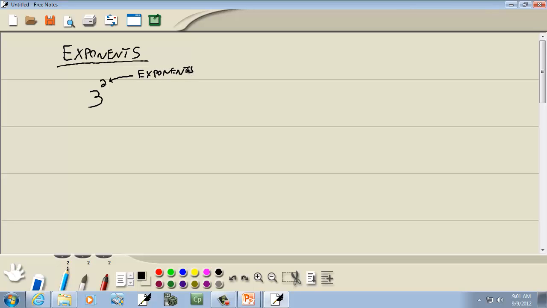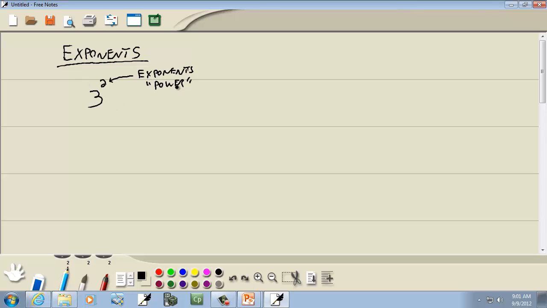Now, I'm pretty sure all books agree this is an exponent. Some books will also refer to this as a power. And then I saw one book, weird as it seems, that referenced this entire item, the 3 to the second power, and referred to all of that as a power. But everybody agrees that this definitely is an exponent.